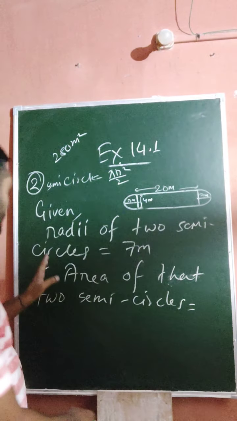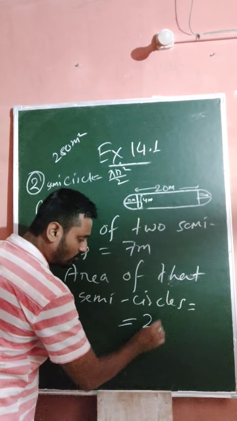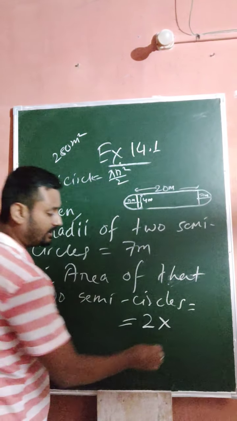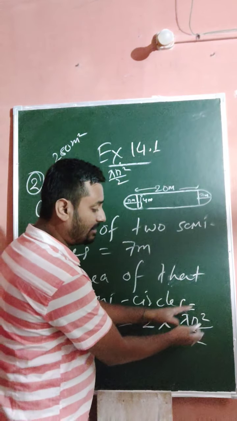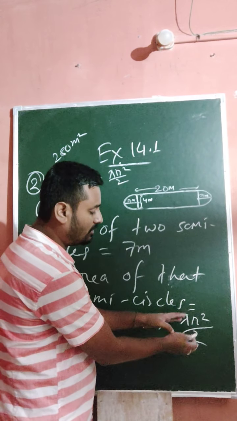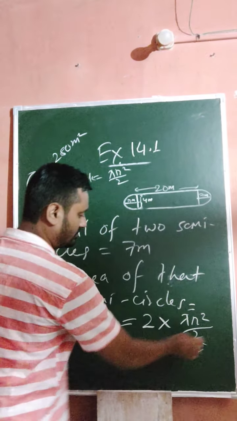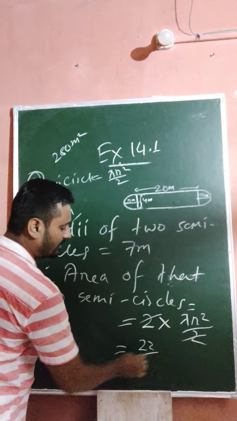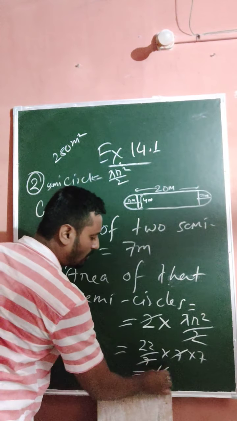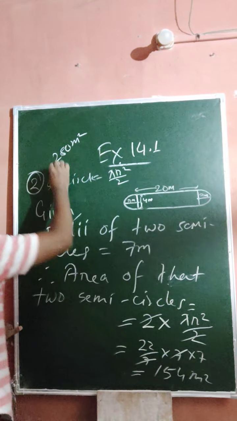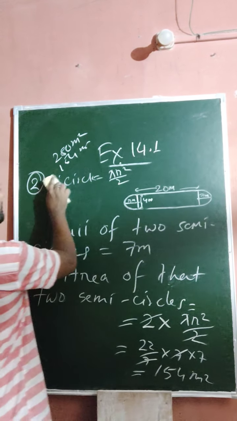So we write the area of the two semicircles as 2 into pi r square by 2, because the formula of the area of a semicircle is pi r square by 2, and 2 is present here because there are two semicircles. So these two cancel. Pi means 22 by 7, r means 7 meters, 7 cancel, that means 154 meters square. So 154 meters square is the area of the two semicircles.